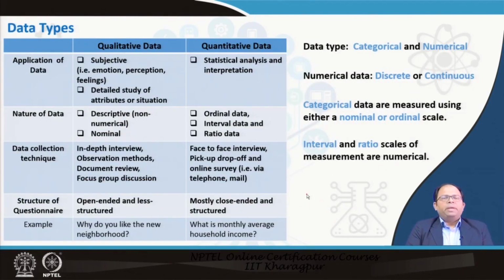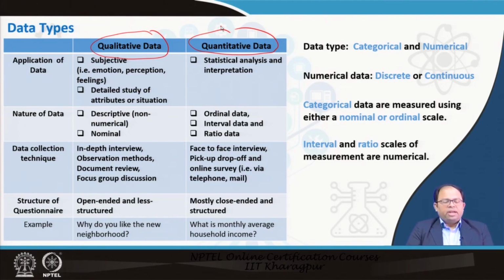There may be other ways to categorize data. For example, we can categorize data as qualitative as well as quantitative. Now, as you can understand, qualitative data can be of different kinds. It could be measured in a subjective way. For example, we can measure emotion, perception, feelings by writing about it, so it's a little bit subjective. Or we can do a detailed study of the attributes or situation, and study each of those aspects in detail.